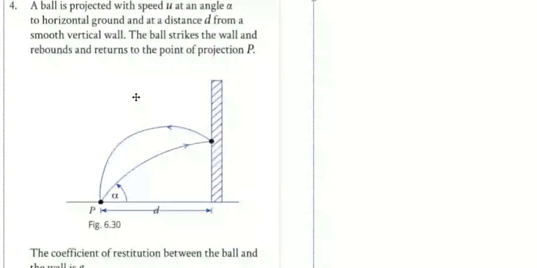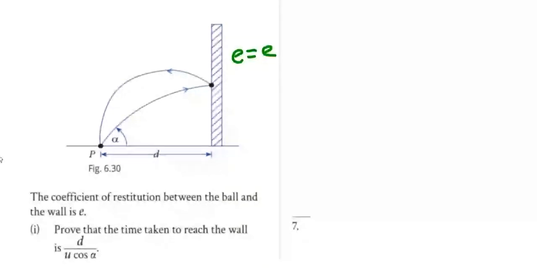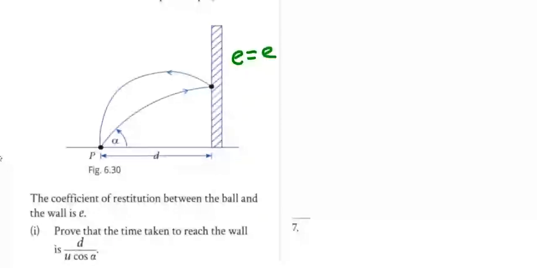Okay. A ball is projected with speed u at angle alpha to horizontal ground at a distance d from the wall. The ball strikes the wall and rebounds and returns to the point of projection. So you bounce the ball against the wall and then the ball returns to exactly your hand. So imagine throwing it and it just returns to your hand. The coefficient is E. E is E. Okay. And prove that the time taken to reach the wall is d over u cos alpha.